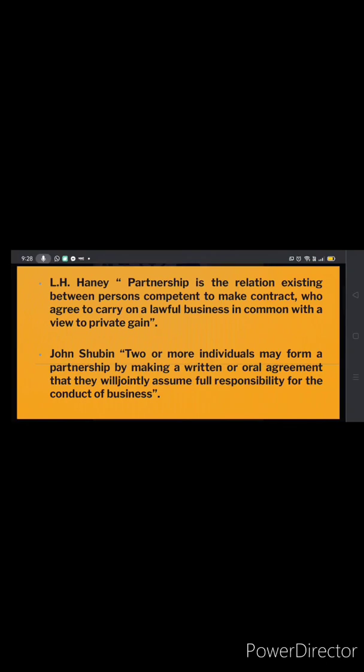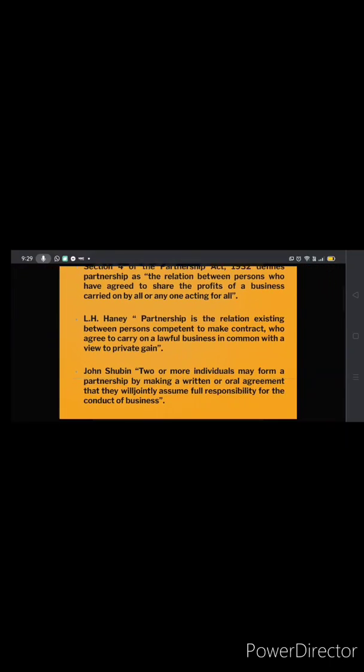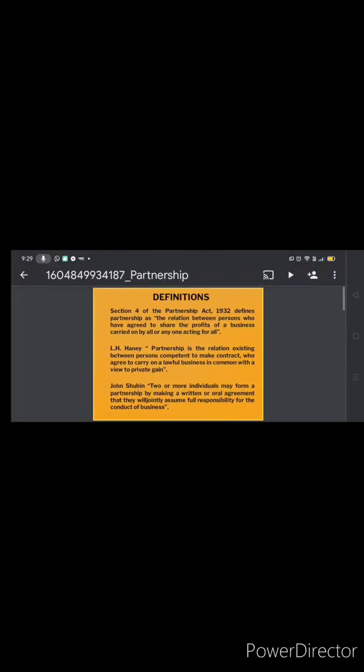You'll all have to learn any one definition really well, because when a question arises from the partnership chapter, before you jump to the direct answer, I will always advise you to write some introduction, and there this definition is going to be helpful. If I would be in your place, I'll probably pick up the first one, Section 4 of the Partnership Act 1932. All right, so that was about the definitions.